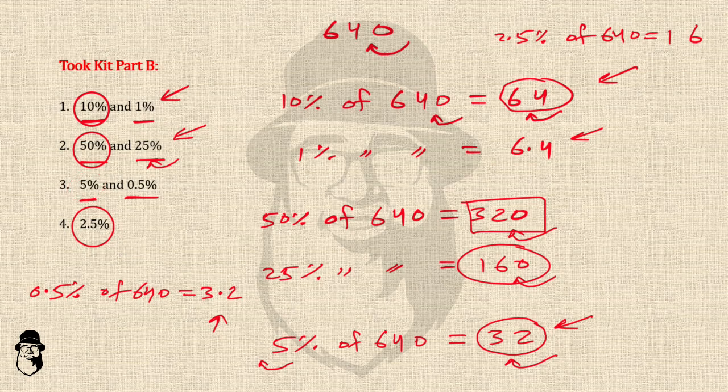Or another way of doing this is we already have 5%. Half of 5% is 2.5, and we know that 5% is 32. We can just take half of it. It will become 16. Half of 30 is 15 and half of 2 is 1. 15 and 1 is 16. All of this we can do in our mind after a little practice.